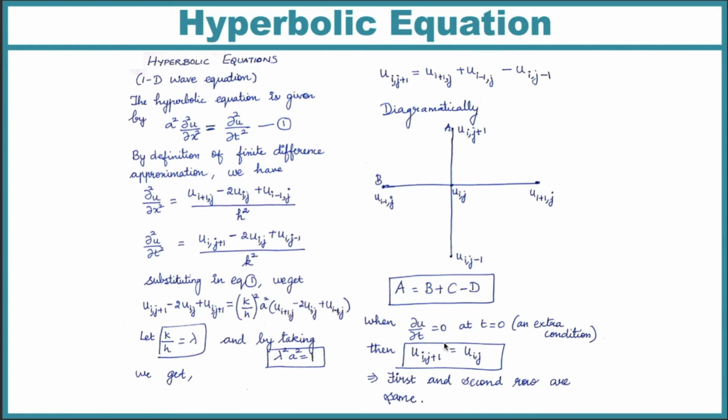When ∂u/∂t is equal to 0 at t equal to 0, this is an extra condition. What happens is u(i,j+1) is equal to u(i,j-1), so the first row and the second row are the same. When ∂u/∂t equal to 0 at t equal to 0, the first and second rows will be the same.